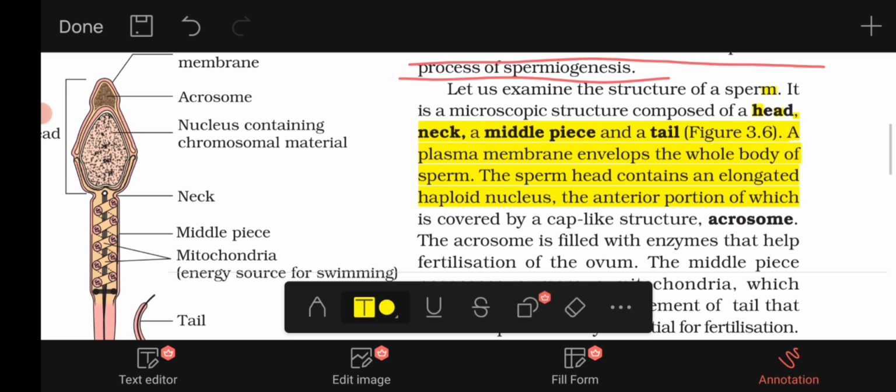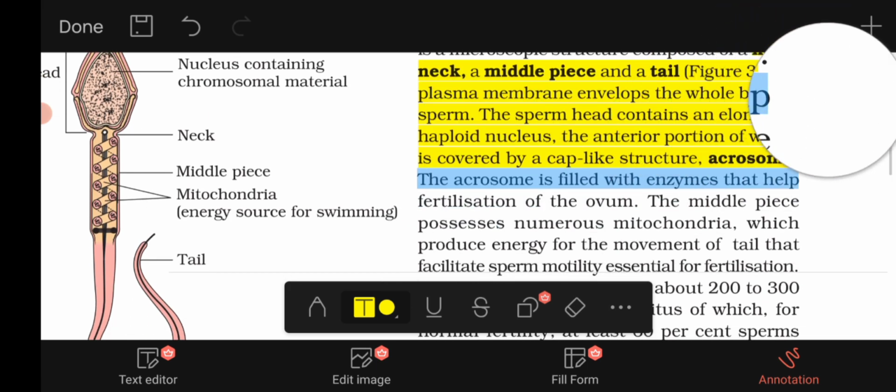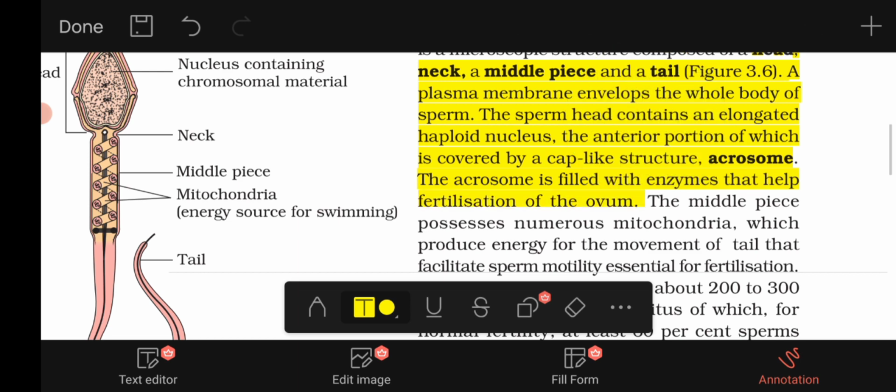The anterior portion is covered by a cap-like structure called acrosome, which is filled with enzymes that help in fertilization of ovum. Enzymes like hyaluronidase, zona penetrating enzyme, zonalysin or acrosin. These types of enzymes are present in the acrosome, that is a cap-like structure covering the anterior part of the head of the sperm.